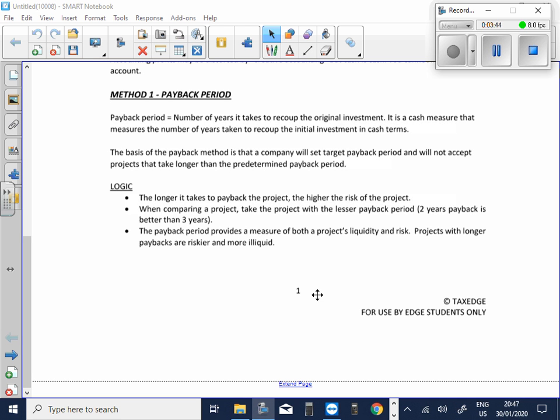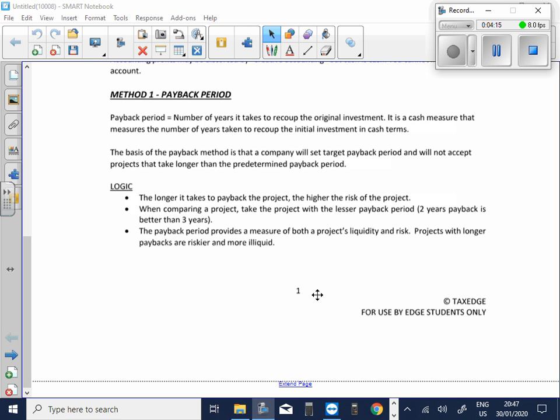Okay. So logic with payback, it says the longer it takes to pay back the project, the higher the risk of the project. You guys comfortable with that? So the quicker I get my money back, the less risk I have. Next dot. When comparing projects, take the project with the lesser payback period. 2 years payback is better than 3 years payback. So often in an exam, they won't ask you to do the calculation. They'll say, these are the results, tell us what to do. So do you understand? A project with a 2-year payback is better than a project with a 3-year payback.